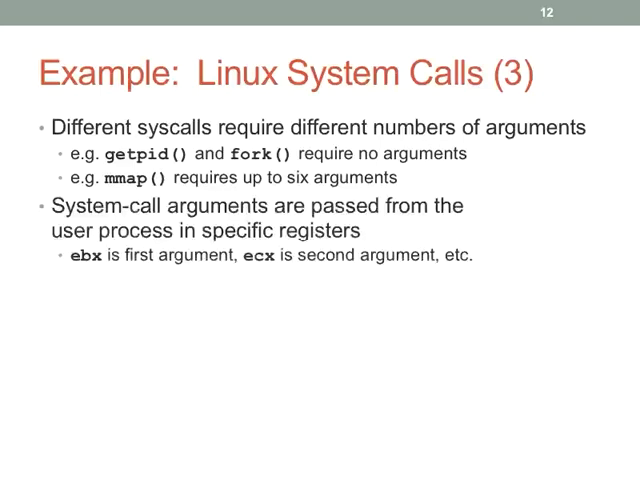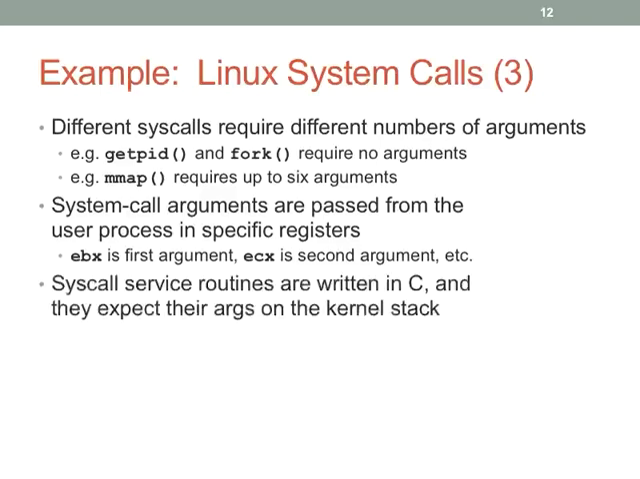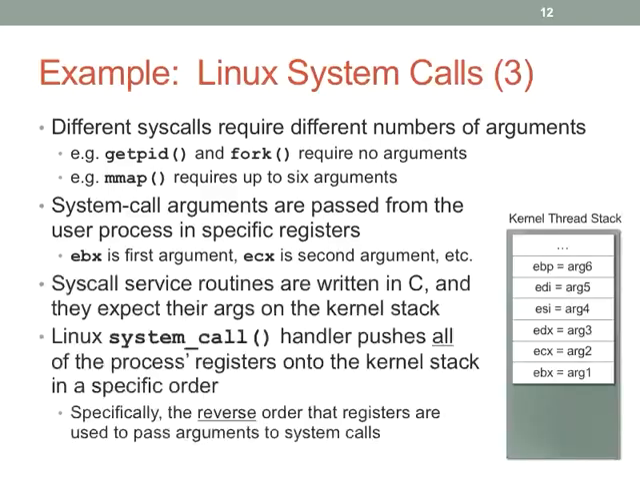And the way that we do this is EAX is the system call number, like we said before. EBX will be the first argument. ECX will be the second argument. EDX will be the third argument. ESI, EDI, EBP. Okay, so we have up to 6 arguments we can pass. And these service routines are written in C, so they do expect their arguments to be on the kernel stack.